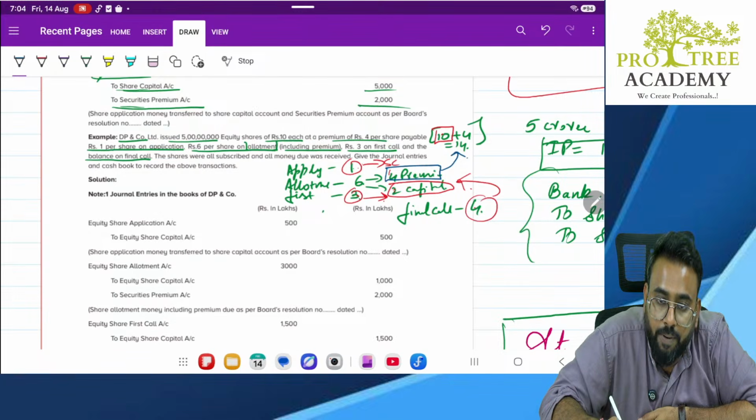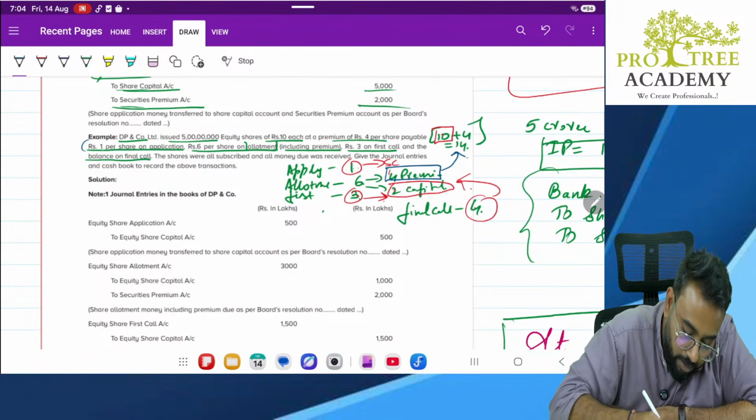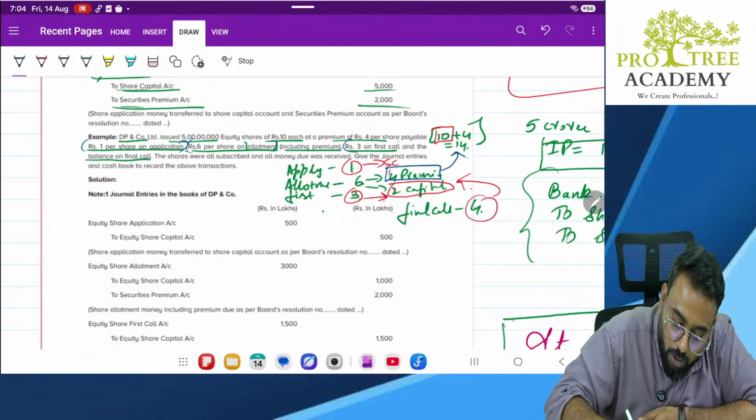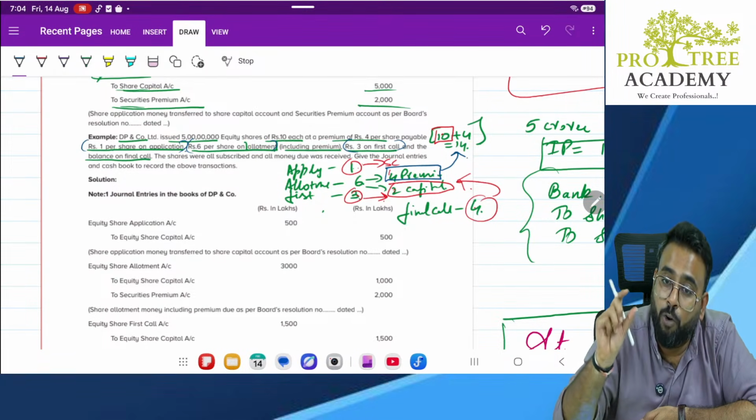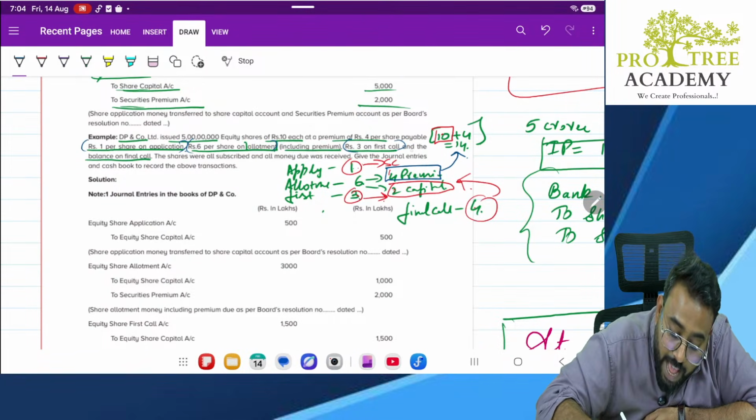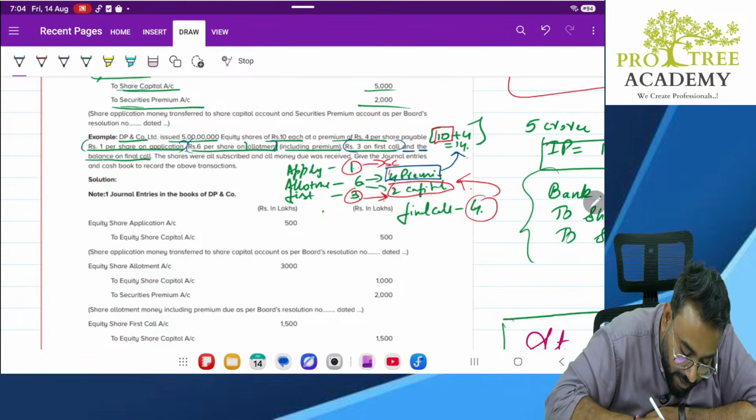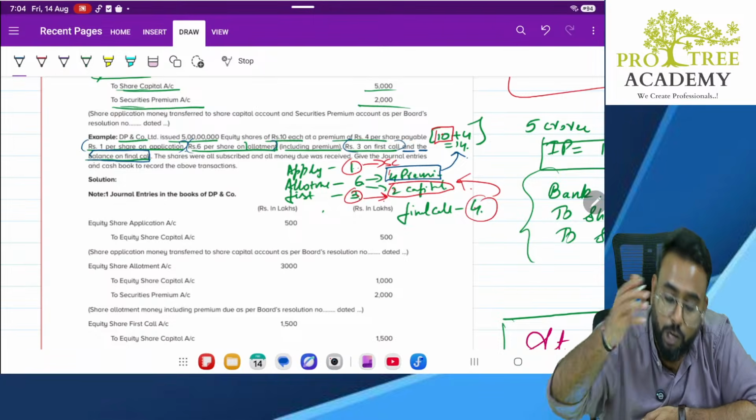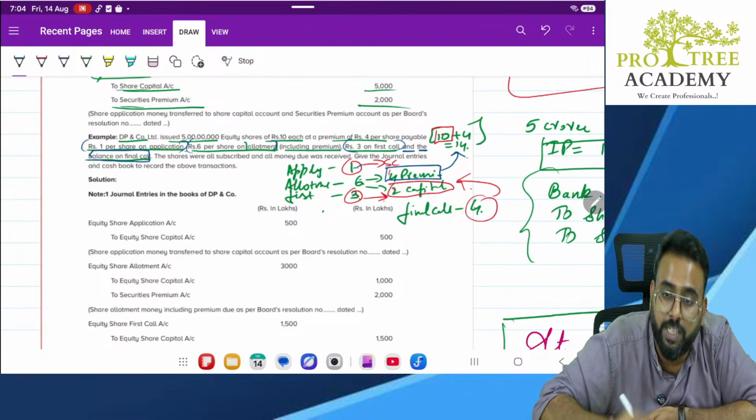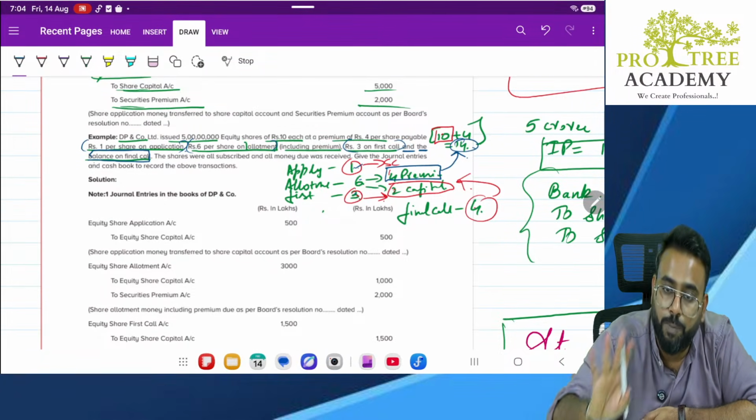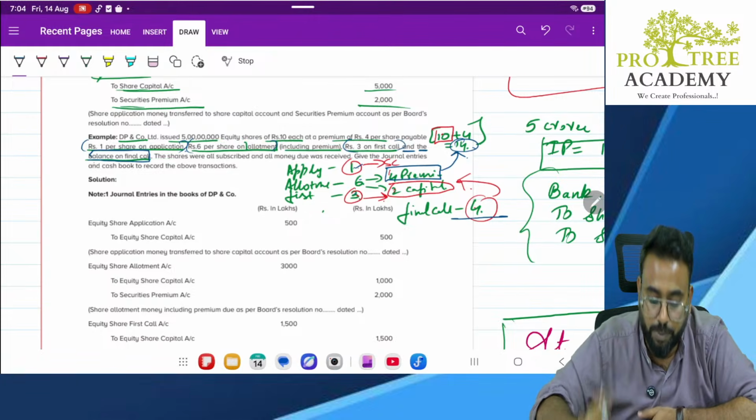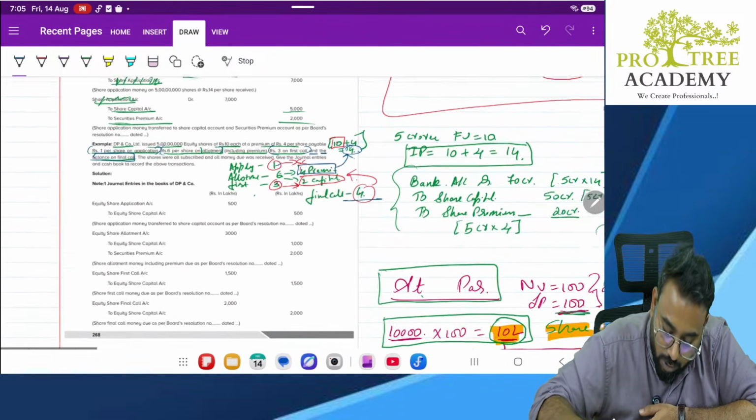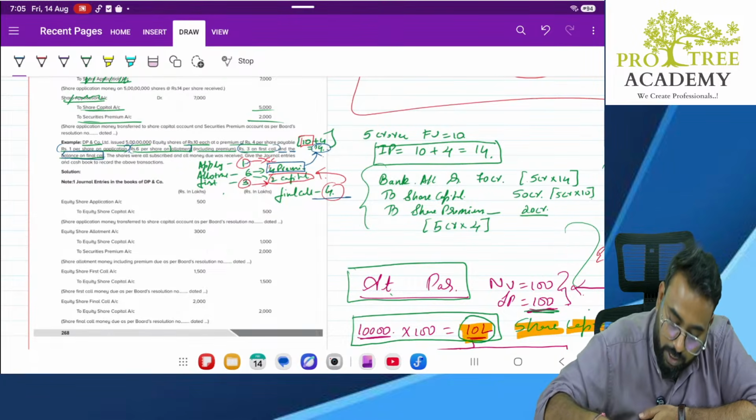Clear? Understanding everybody? So what they have given is, they have given on application how much, on allotment how much, and on first call how much, but they have not given the amount directly. Instead they have written, and the balance on final call. So you have to find out how much is the balance. 1 plus 6 plus 3 is ₹10. I should have received ₹14 per share. So what is the balance? ₹4. So can we take the journal entries? Yes, let's do the journal entries.